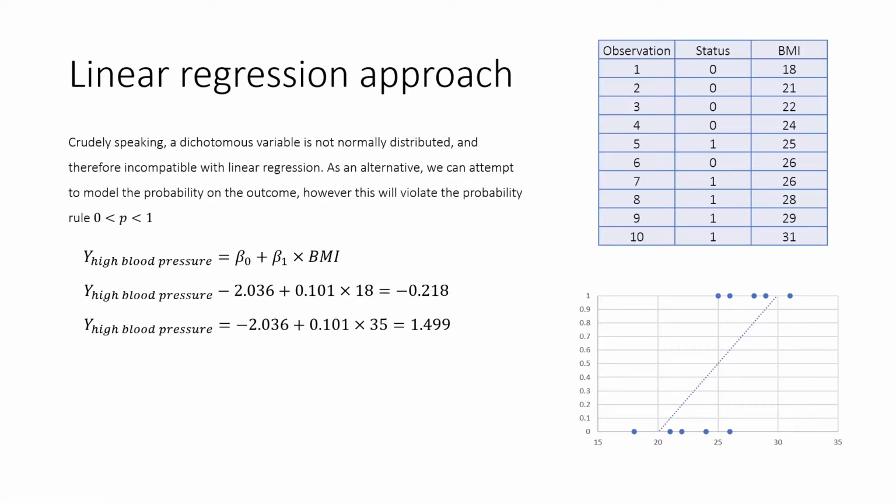And this also becomes evident when you look at the scatter plot. So here I made a scatter plot with, on the y-axis, the outcome variable, which can either take a 0 or a 1.